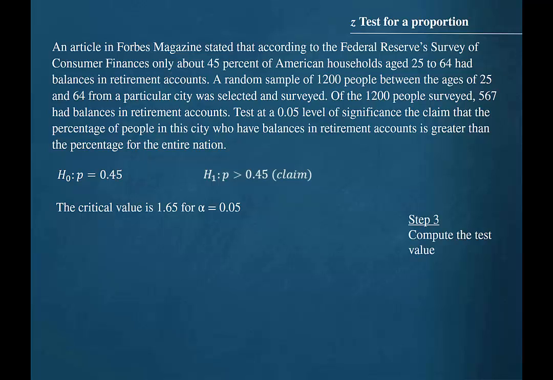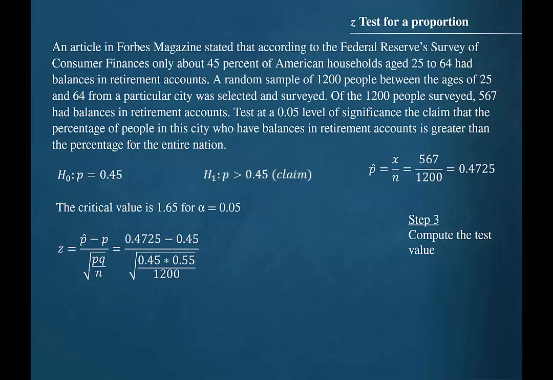Step 3 is to compute the test value. We will use the formula p hat minus p divided by the square root of the quotient of p times q and n. p hat is the sample proportion, which is found by dividing the number of successes by the number of observations. Of those surveyed, 567 had balances in retirement accounts, and 1,200 was the total number surveyed. This quotient can be expressed in decimal form as 0.4725. Substituting the values into the formula results in a z-test value of 1.57.